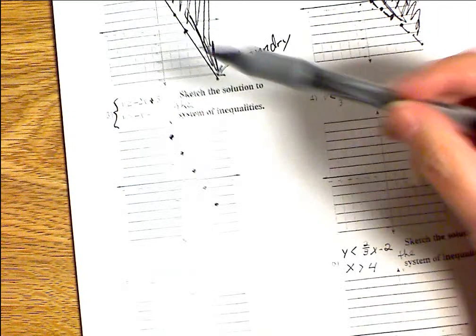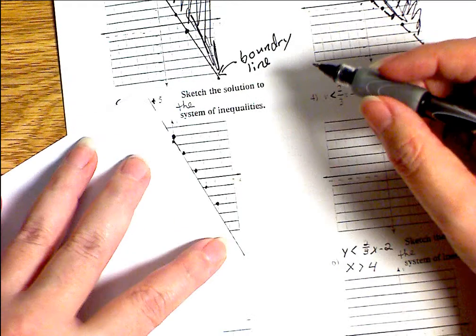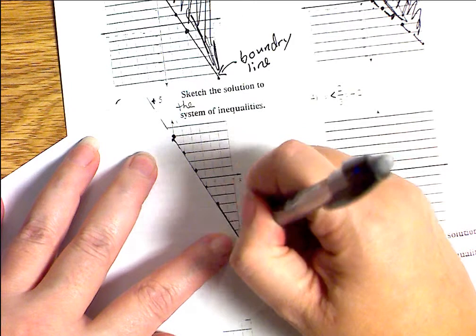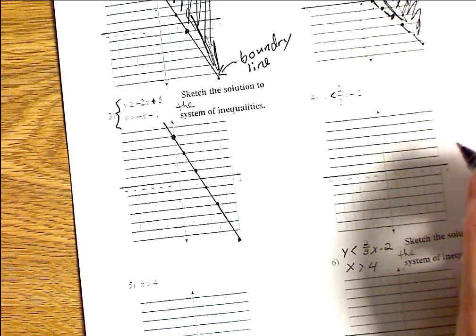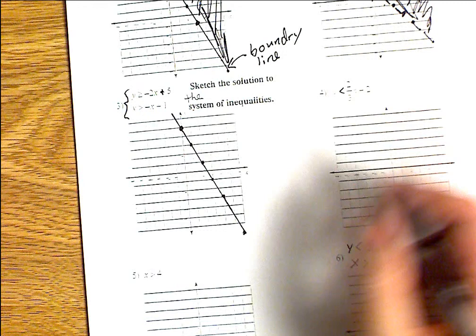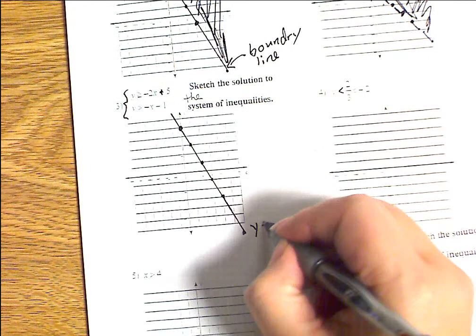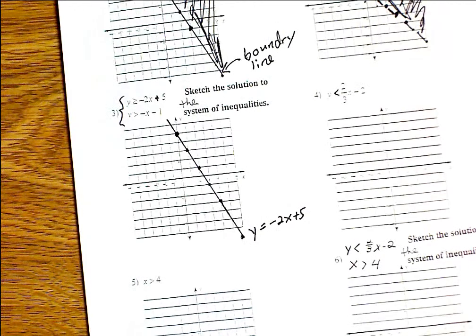It's still included, this line is still included, so I'm going to make this solid. Now, if you worked by yourself, make sure you're checking what I'm doing, because there are some things you have to make sure you do. You have to label your line. So this line is y equals -2x plus 5. I'm going to wait there for a moment and make sure, are there any questions on that line?